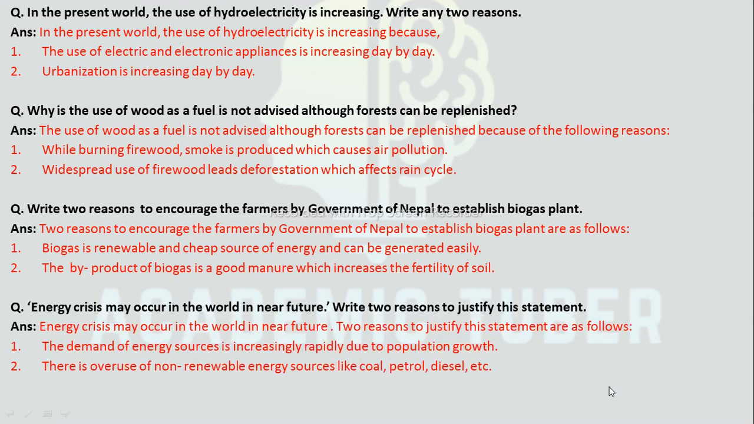Energy crisis may occur in world in near future. Write 2 reasons to justify this statement. 2 reasons to justify this statement are as follows. The demand of energy sources is increasing rapidly due to population growth. There is overuse of non-renewable sources like coal, petroleum, diesel, etc.